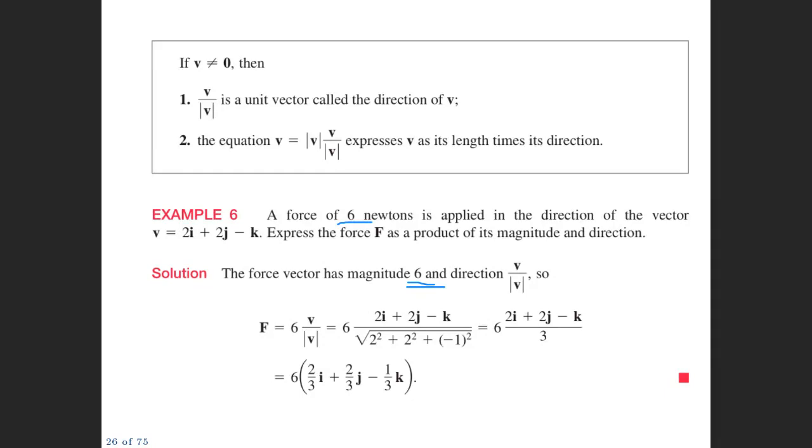We also need the direction of the force. In other words, we need the unit vector v divided by norm of v. The answer is going to be 6 multiplied by this unit vector. So we did the same calculation. I won't check the details, and we end up with this answer.